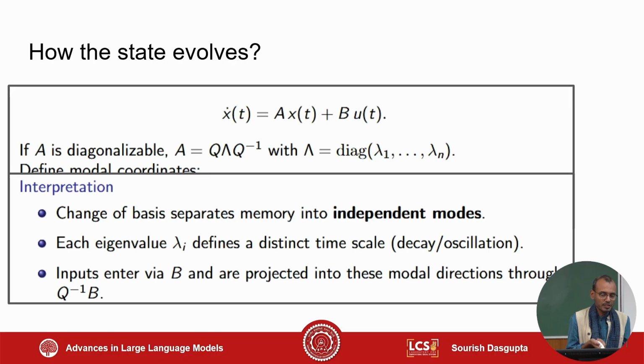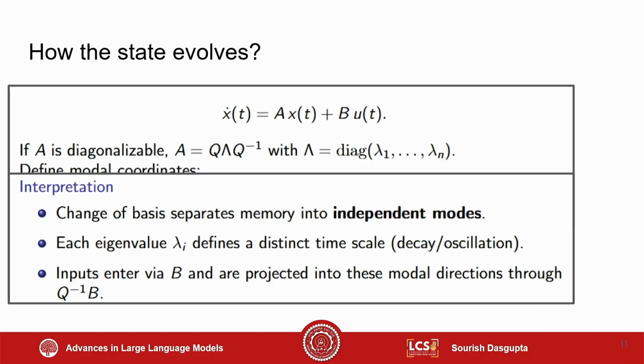Okay, so change of basis separates memory into independent modules because it's diagonalizable. It's a diagonal matrix, right? So the diagonal matrix will contain what? The eigenvalues of each of the eigenvectors, right? So that's what it represents, and they are independent.